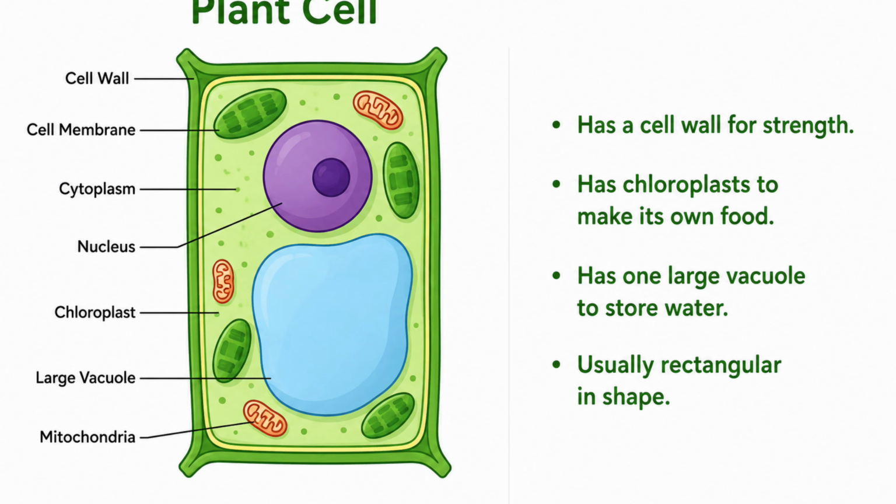The plant cell is the basic structural and functional unit of a plant. Just like our body is made up of millions of cells, every plant is made up of tiny cells. Let's look at the different parts of this plant cell one by one. First, we have the cell wall. The cell wall is the outermost layer of the plant cell. It is strong and rigid, giving the plant support, protection, and a fixed shape.